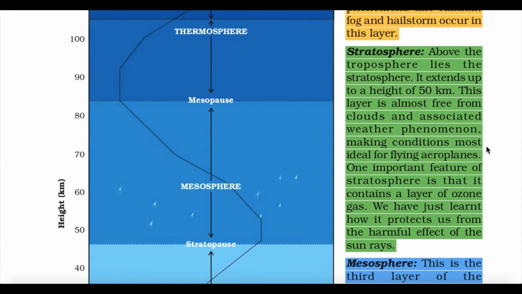Stratosphere. Above the troposphere lies the stratosphere. It extends up to a height of 50 km. This layer is almost free from clouds and associated weather phenomena, making conditions most ideal for flying aeroplanes. One important feature of stratosphere is that it contains a layer of ozone gas. We have just learned how it protects us from the harmful effects of the sun rays.